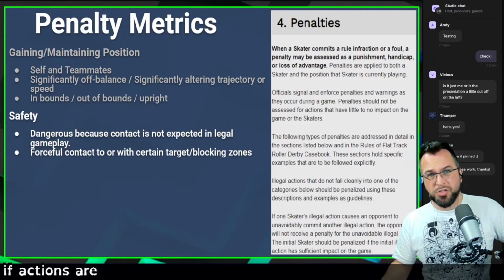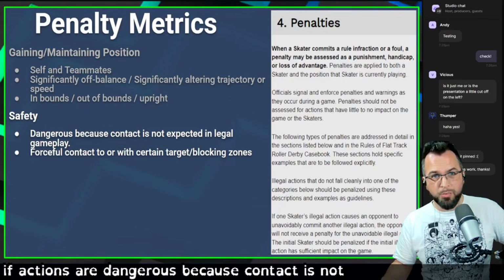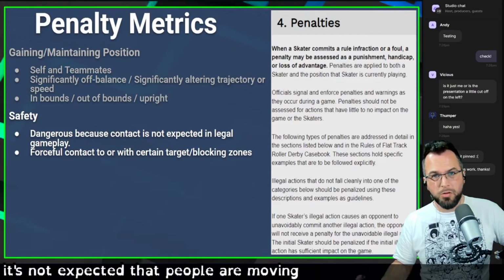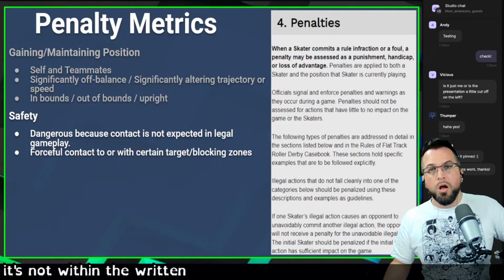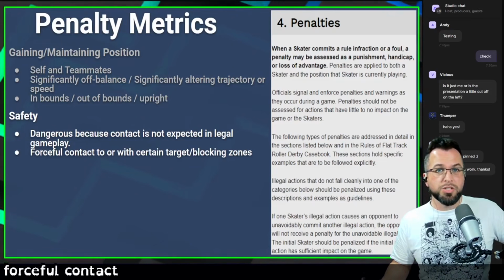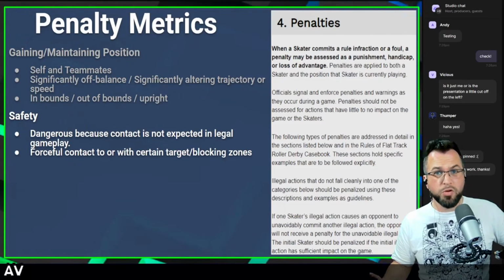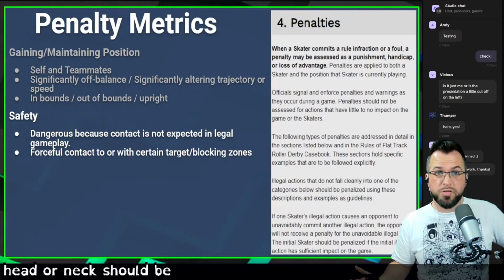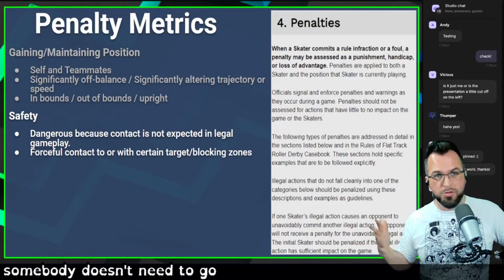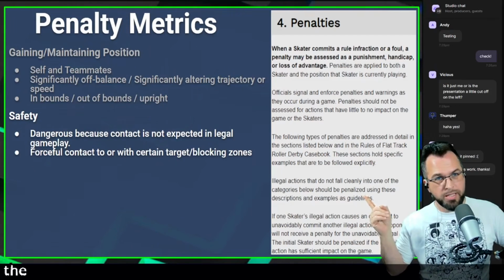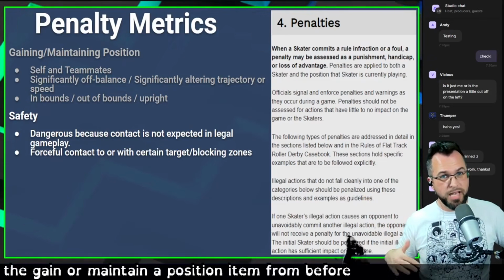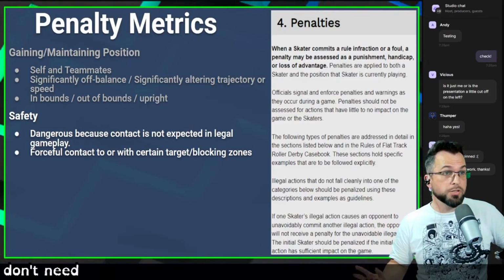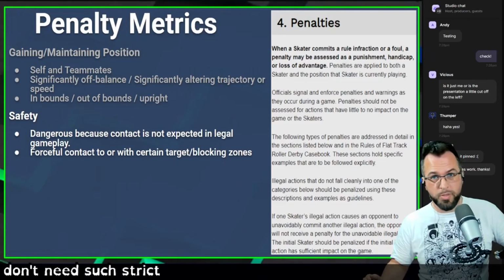Safety: actions are dangerous because contact is not expected in legal gameplay, like I was saying before with the direction call. It's not expected that people are moving opposite derby direction. It's not within the written rules. Forceful contact to or with certain target or blocking zones. Avoidable forceful contact to the back or forceful contact to the head or neck should be penalized regardless of impact. Somebody doesn't need to go out of bounds or down, or gain or maintain a position item from before. There's also a safety aspect. So certain ones like forceful contact to the back or head don't need such strict loss of position to be called because of safety.